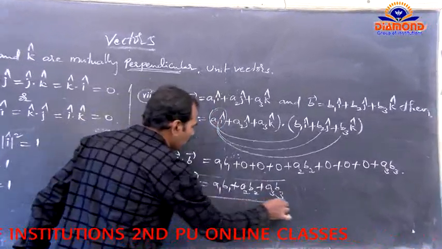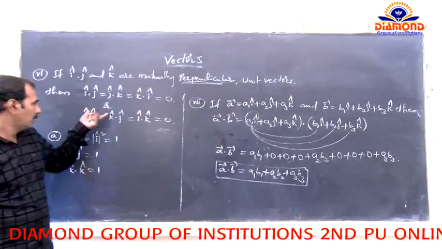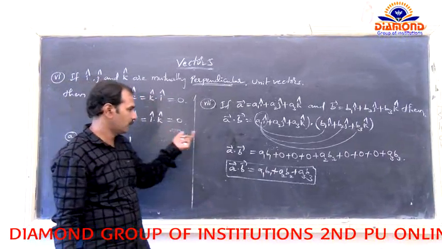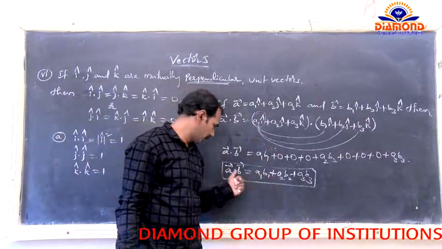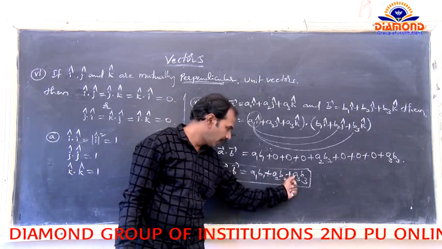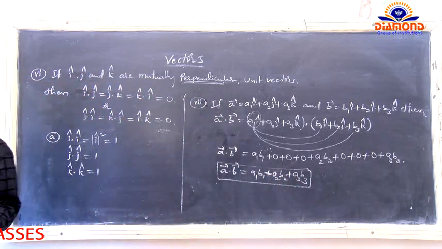Based on the values of i dot i, j dot j, k dot k, i dot j, j dot k, k dot i, we get this simple, easy solution: A dot B equals A1 B1 plus A2 B2 plus A3 B3. This is the main seventh condition.